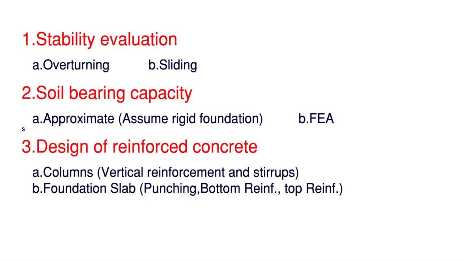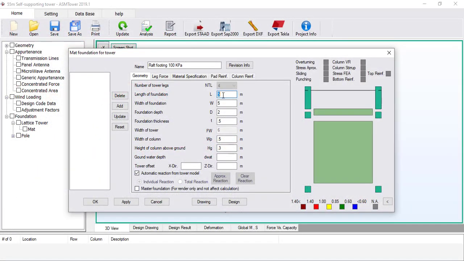Soil pressure is calculated in 2 methods, one of which is approximate, assuming that the mat foundation is rigid and is used to determine the initial dimensions of the foundations, and the other method is accurate using finite element analysis and used in the final calculations in the report. The third part is the structural design of the concrete foundation, comprising the design of columns and the design of the base slab. In the design of the mat foundation, ASMTower makes 9 checks to evaluate the foundation. Overturning check.